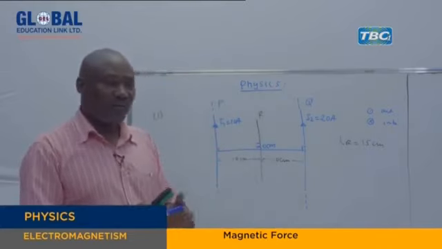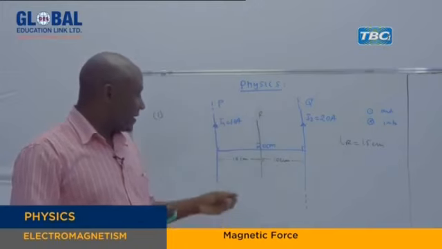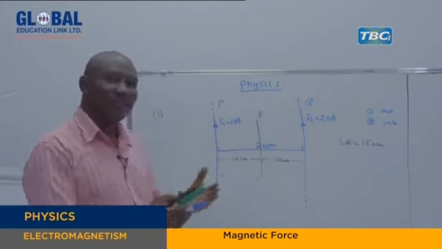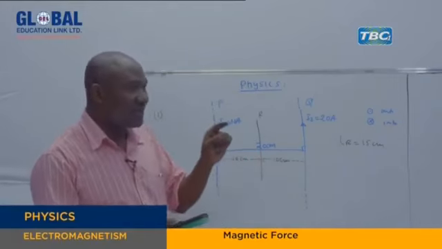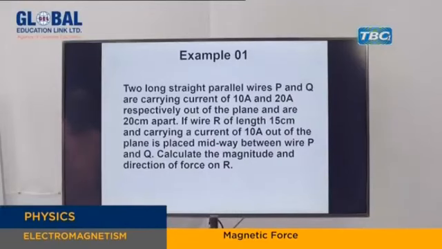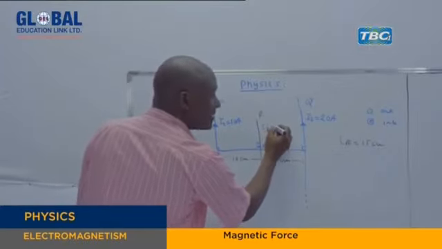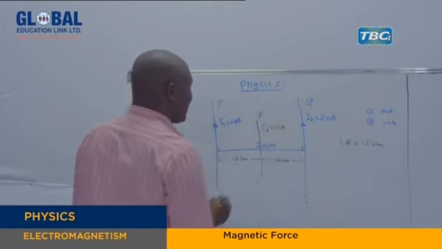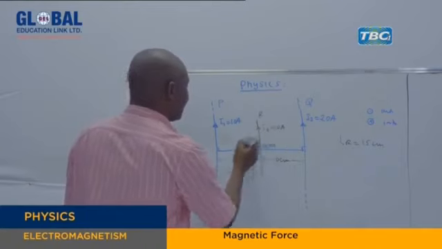Remember, we discussed the forces acting on a conductor, and then we talked about the forces between two conductors. But the question here is asking about the magnitude of the force which is acting on R, and we should know even the direction. The current here is given. Let's take this current 3, and it's given as 10 ampere, and this current is also out of the plane, like that.